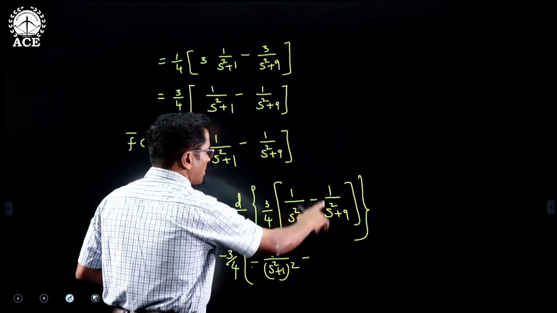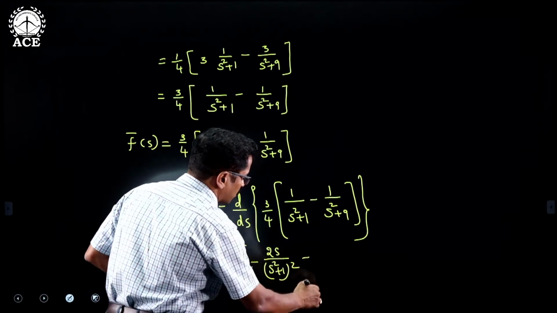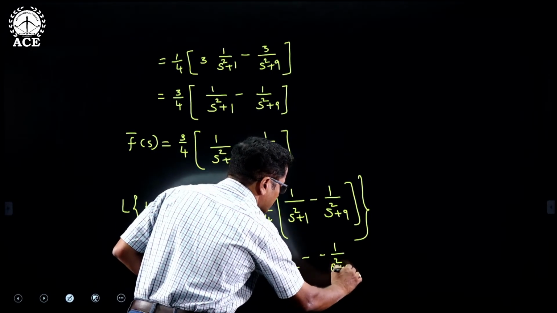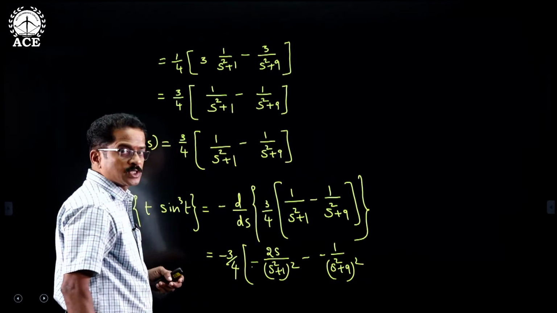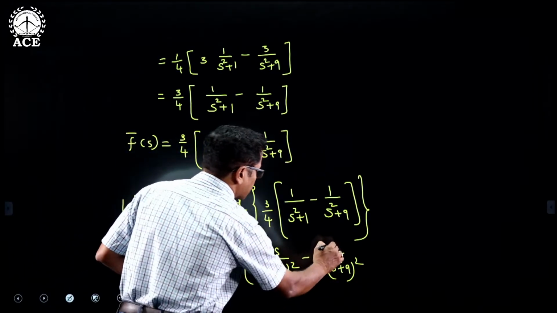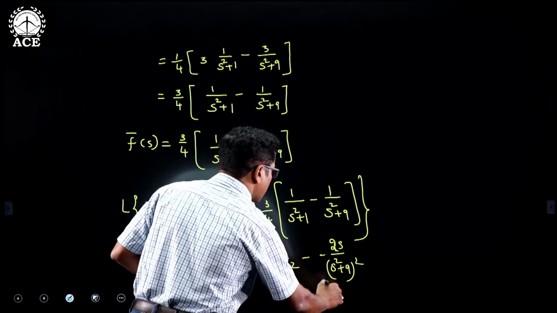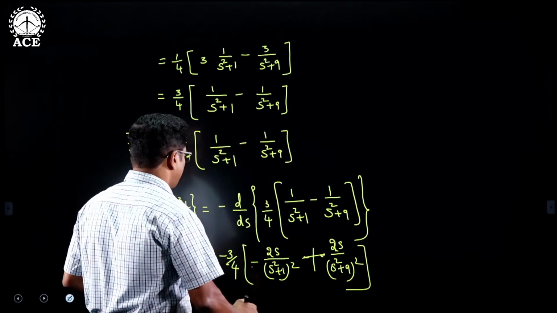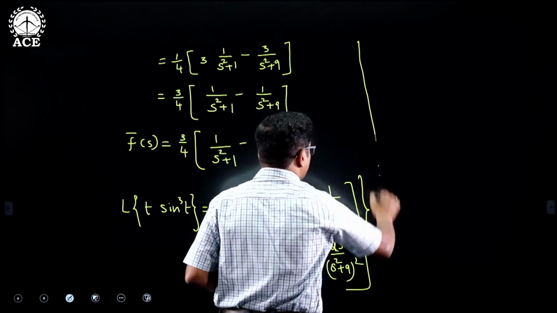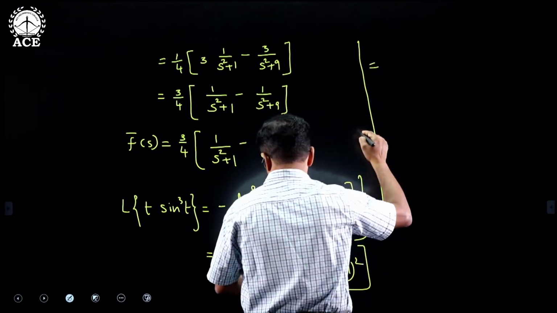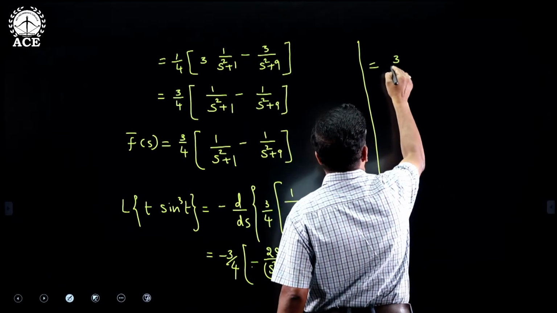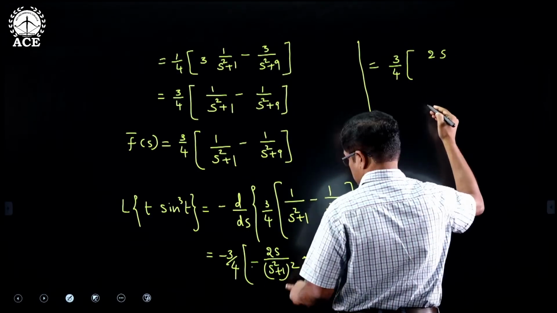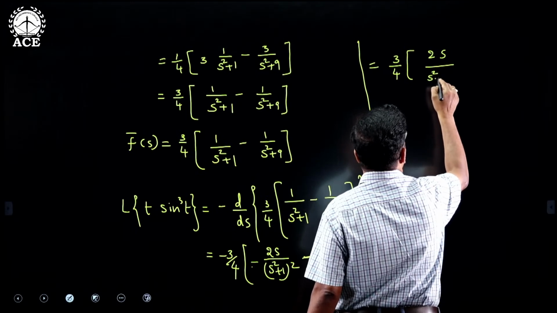And minus, again similarly here 1 by s square plus 9 differentiation is minus 1 by s square plus 9 whole square, into 2s, and minus into minus it becomes plus. Okay, so then which is equals to, if I bring minus outside, that becomes plus 3 by 4 into 2s by s square plus 1 whole square.